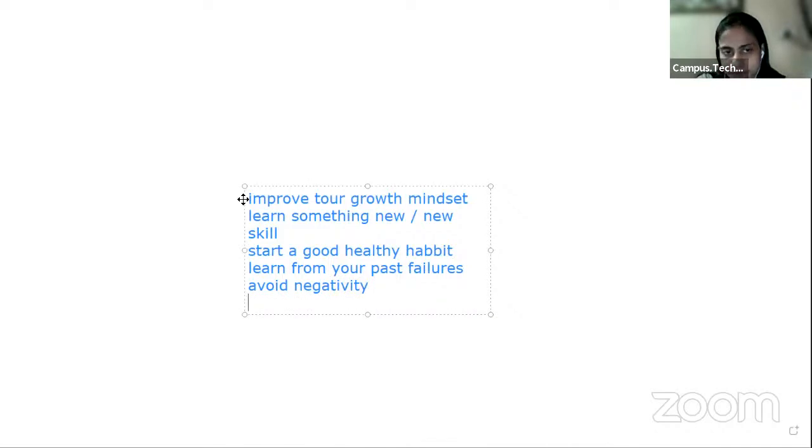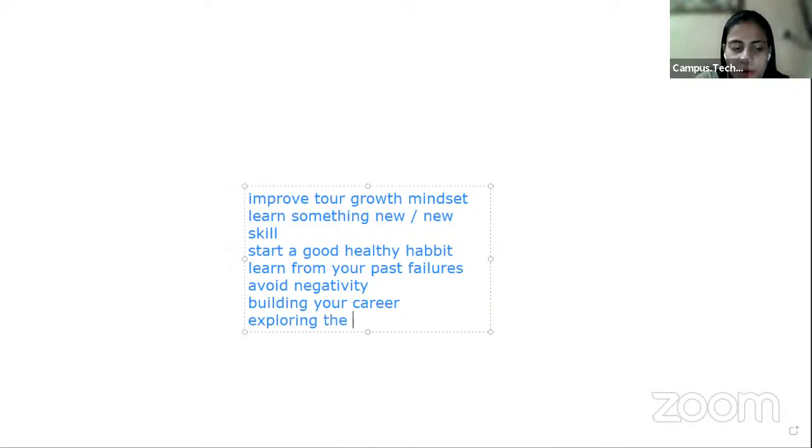Then building your career. Along with that, exploring the world. Can you go for two different things? For example, let's say you want to build your career as an entrepreneur. You want to be an entrepreneur. Can you achieve both these goals in one go altogether? No, you cannot achieve those goals altogether.